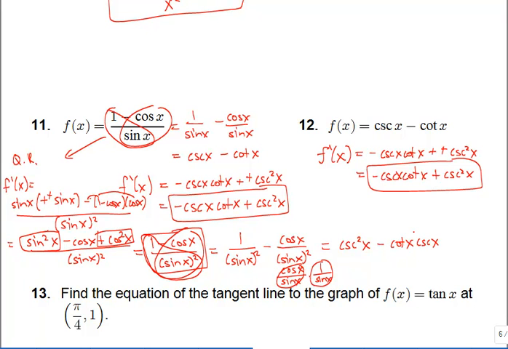So notice what we got is exactly the same answer that we did using this other method. So there's lots of different options here with these product and quotient rules, just depending on how you approach the problem. And they're all correct. It's just a matter of what you choose to do.